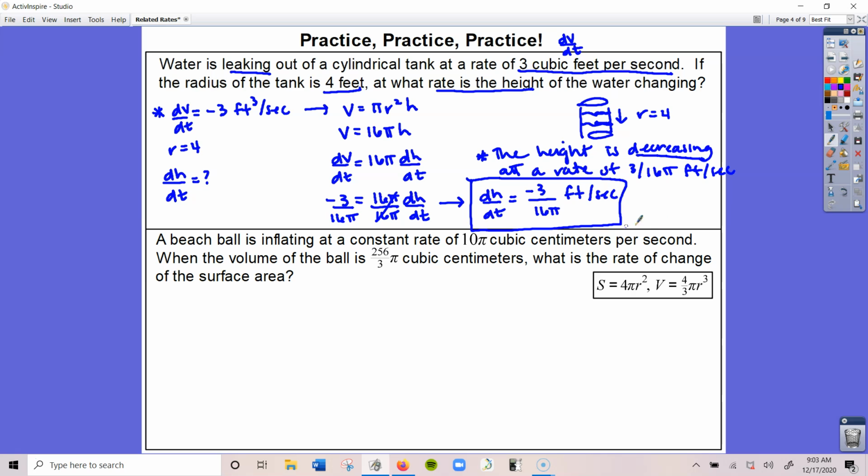So let's write down what's given. We have here this 10 pi cubic centimeters that is inflating. So that means that this ball is going to get bigger. So dV/dt is a positive 10 pi cubic centimeters per minute. Again, I know that this is volume because my unit of measurement is cubed. We are given the volume, which is equal to 256 over 3 pi. And we are looking for the rate of change of the surface area.